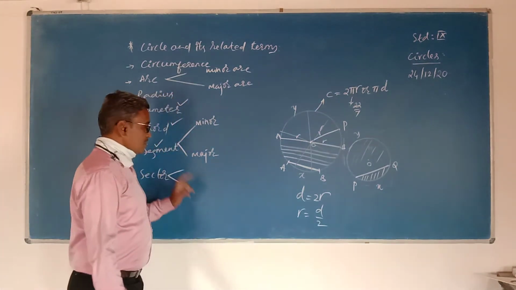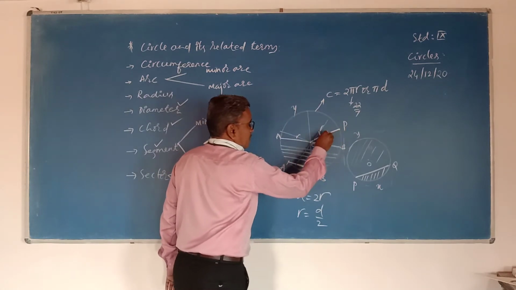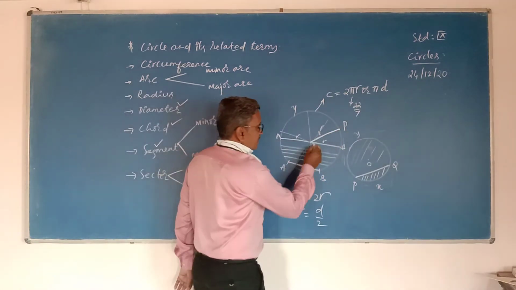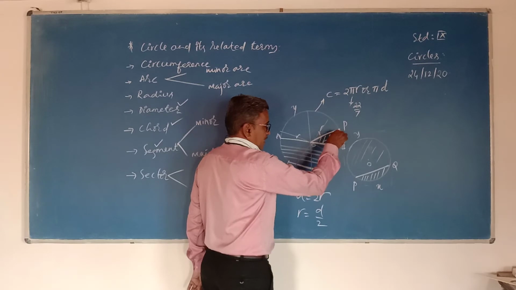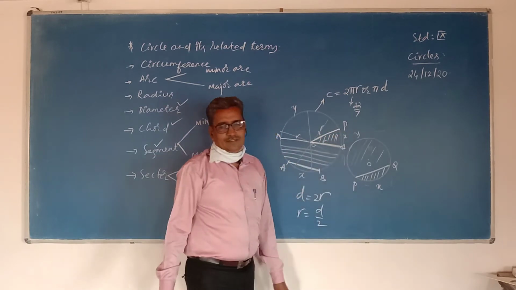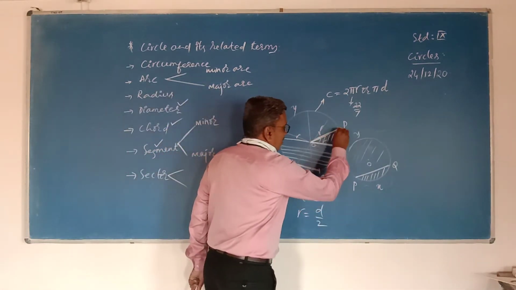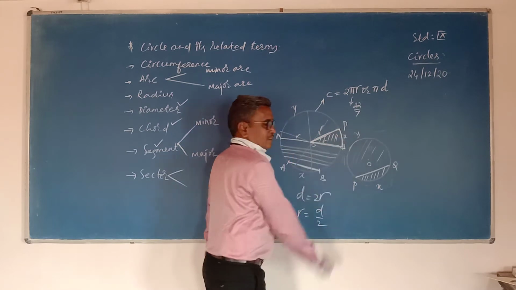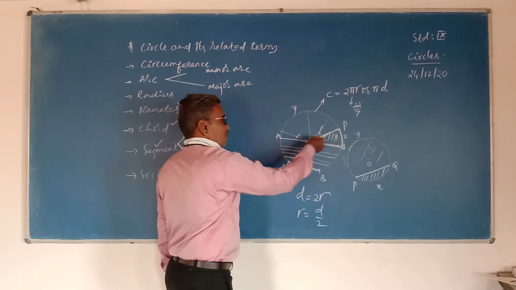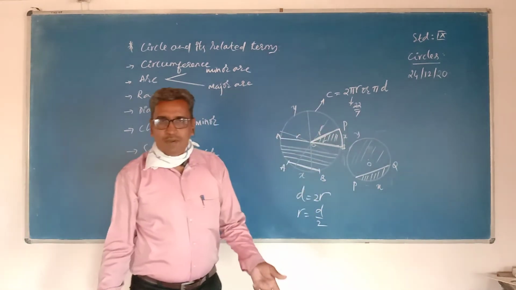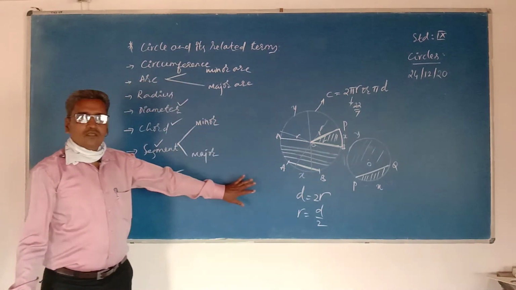So next is sector. Yes, see now. OP is a radius. OB is a radius. This part is said to be a sector. What is this? Arc. The area bounded by 2 radii and an arc is a sector. And here also the same. So minor sector, major sector. These are the terms related to a circle.